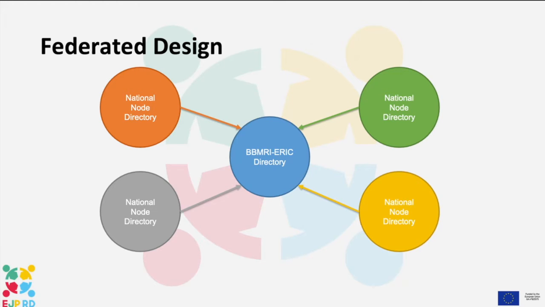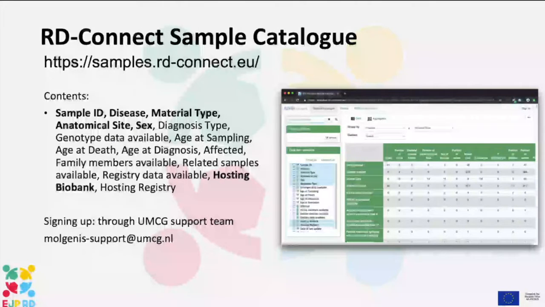Then the other tool is the ID Connect Sample Catalogue, which lists individual samples and has some limited demographic information and information about the sample, like the anatomical site where it was taken, the type of material, the disease with which the patient was diagnosed, and the hosting biobank, and some information if there is information available in a biobank or registry about other family members, related samples, etc. And sign up for this goes through the support team at the UMCG.